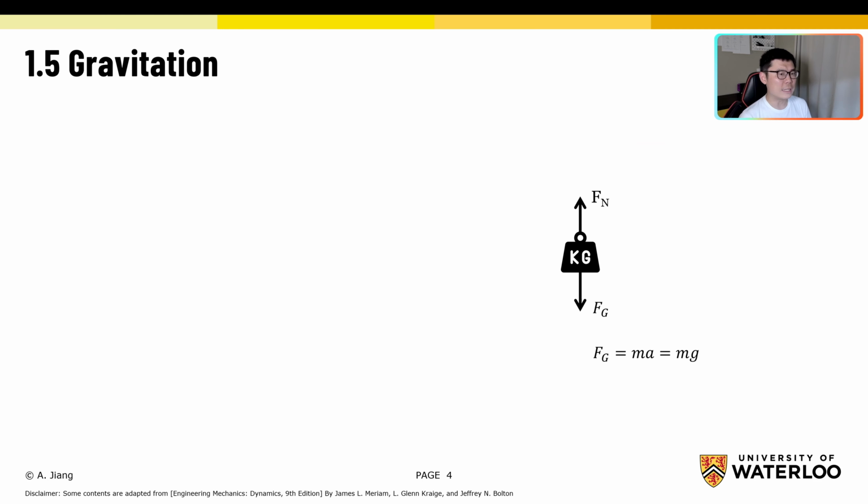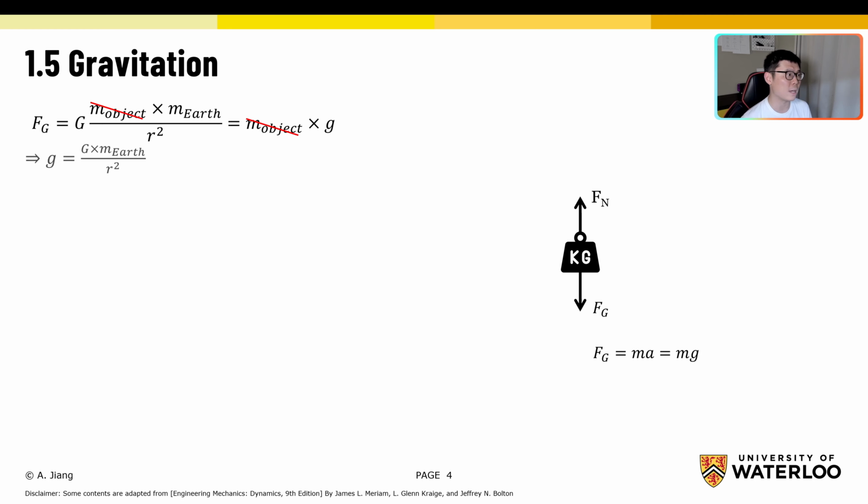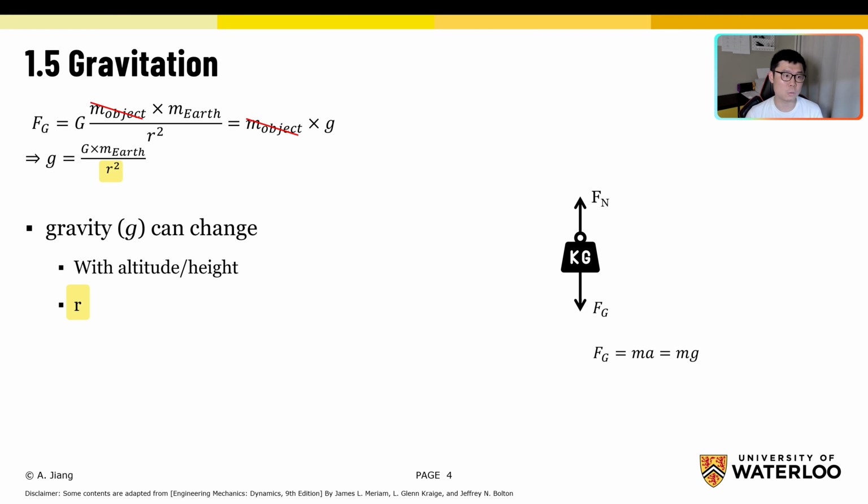So acceleration near Earth's surface has a special name called gravity. We all know that. And this is derived by using the gravitational equation based on a free body diagram that we derived on the previous page. And you can see here, gravity is independent of the mass of the object. However, you can see from the example on the previous page, it can change with altitude, or change with r, the distance between two objects.